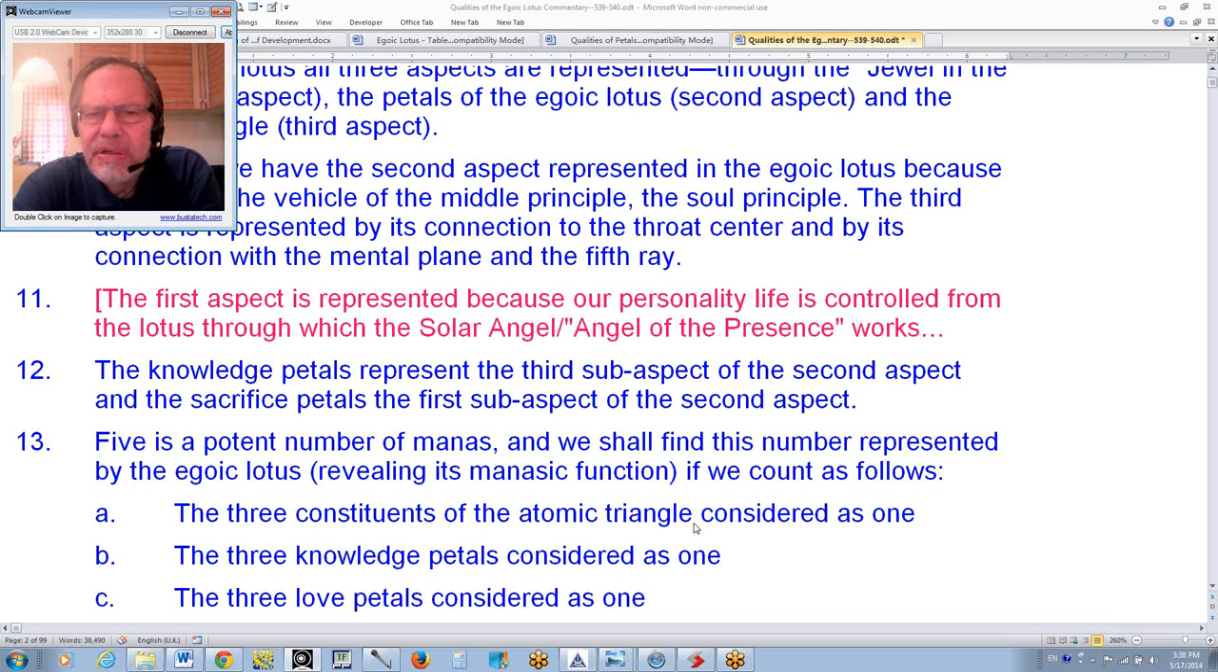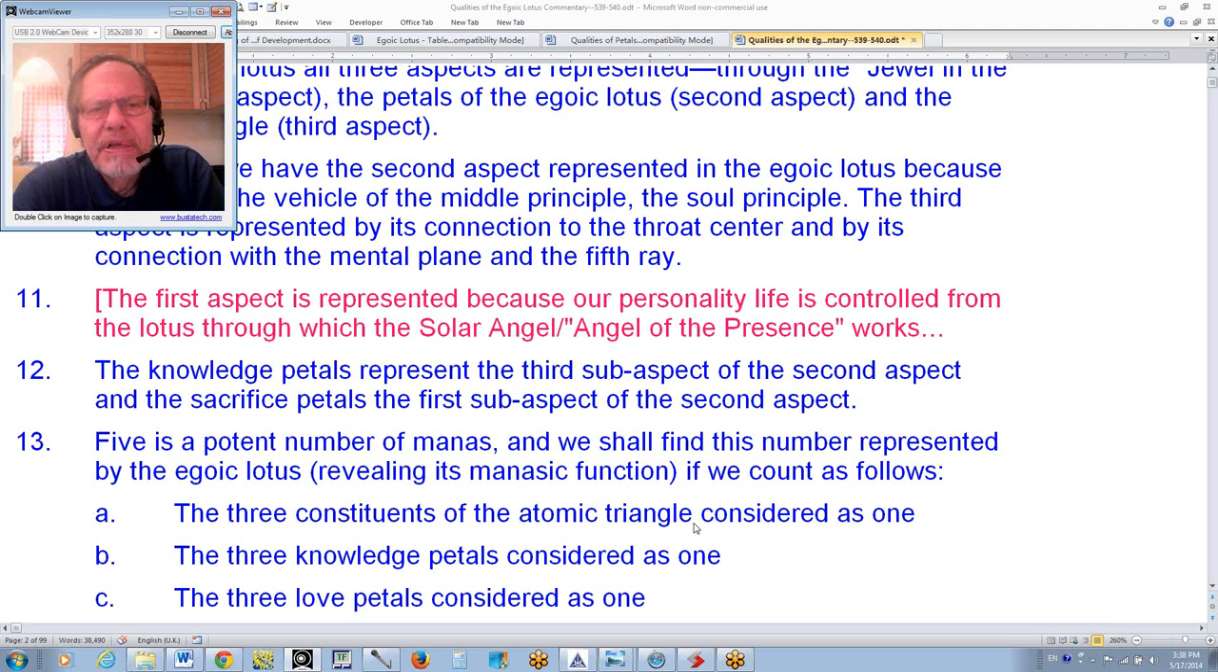The word dominate is important in music. It relates to the dominant, which is the fifth in the scale, and the soul, the egoic lotus, is associated with this fifth. The monad is the tonic, and maybe the tonic an octave higher.